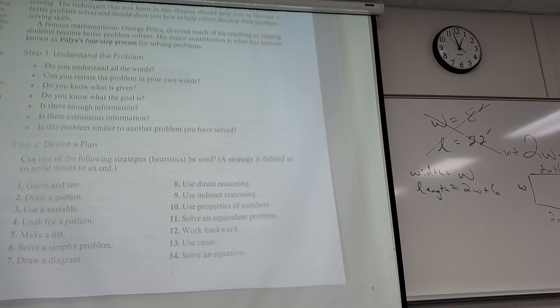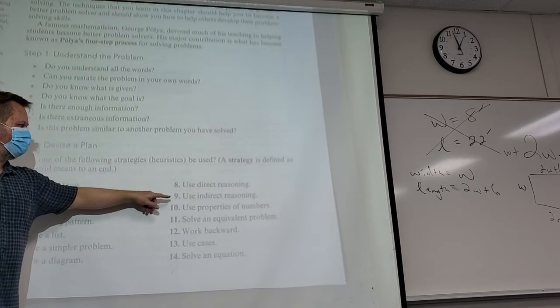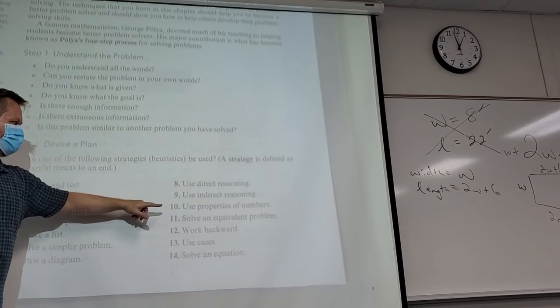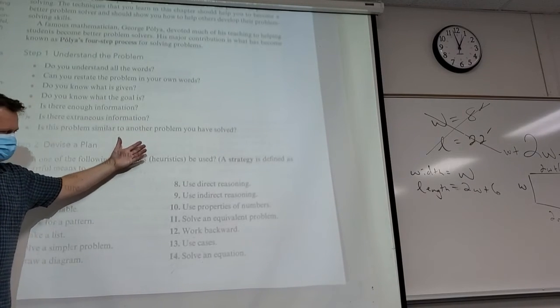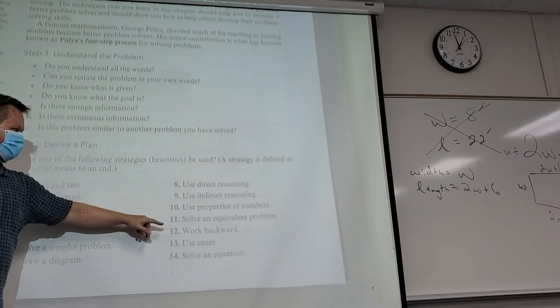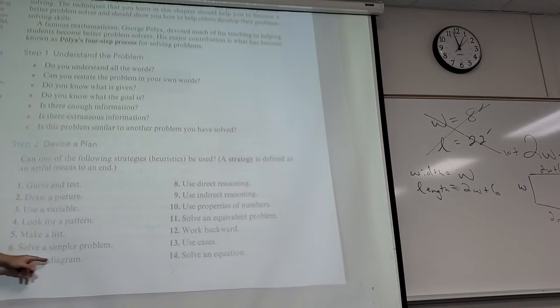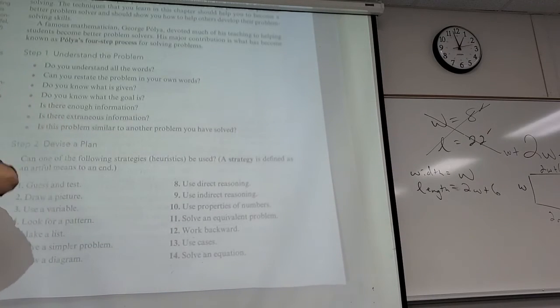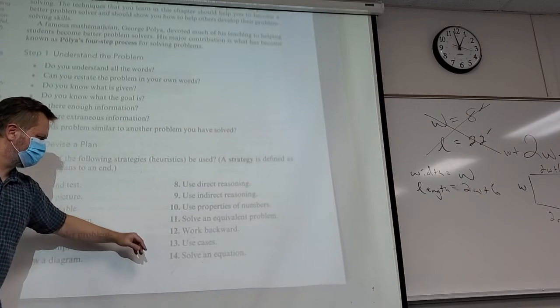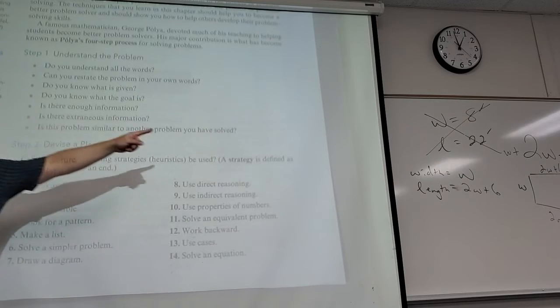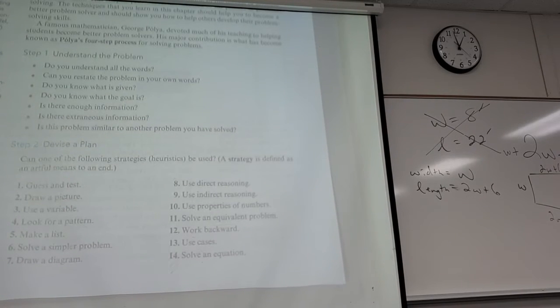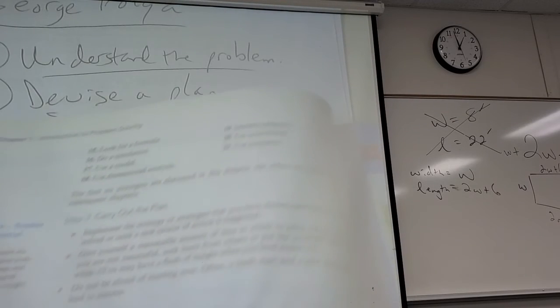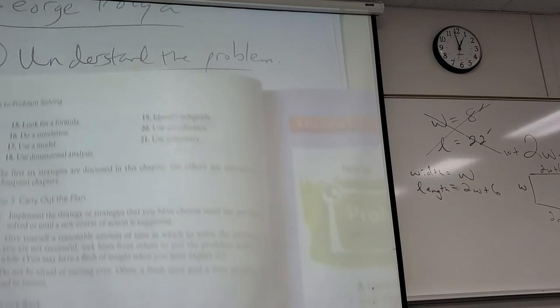Draw a diagram, obviously. Direct reasoning, indirect reasoning, we'll talk about that. Properties of numbers, that's kind of vague. Solve an equivalent problem, that's sort of like solve a simpler problem. Work backwards is nifty. We sort of guess an answer and see if it connects with the beginning of the problem. Use cases, I have no idea what that means to be honest. Solve an equation like we just did over there. All right, so thank God we're not going to actually go through all of these, but just to give you an idea of what does exist.